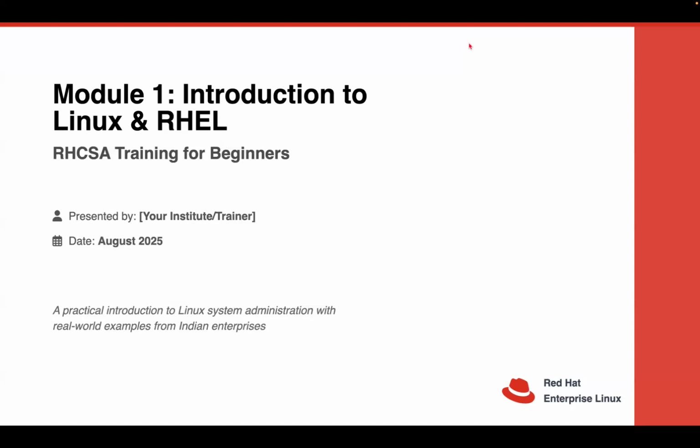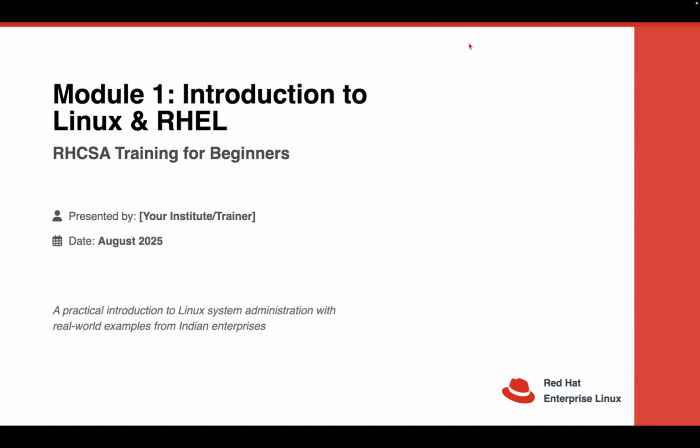Role of RHCSA training. So in this course, you will learn how to install and configure RHEL, how to manage users, files, and permissions, how to handle servers in real company environments, and we will practice real world examples from Indian enterprises. By the end, you will be really happy and ready to handle Linux systems in an IT job. Whether it's in cloud computing, networking, or DevOps, you will be the king or queen in Linux.